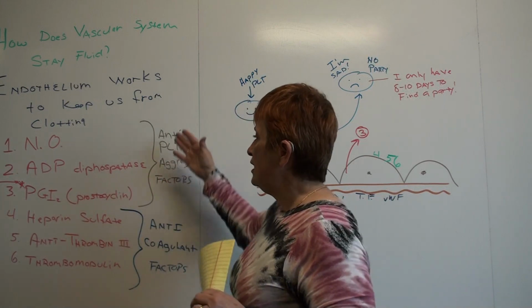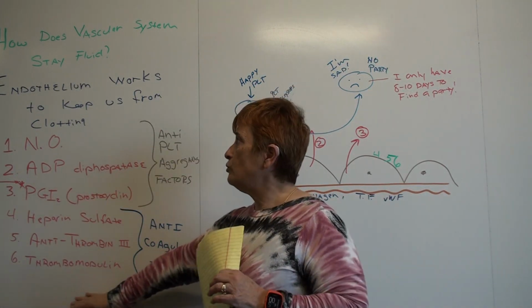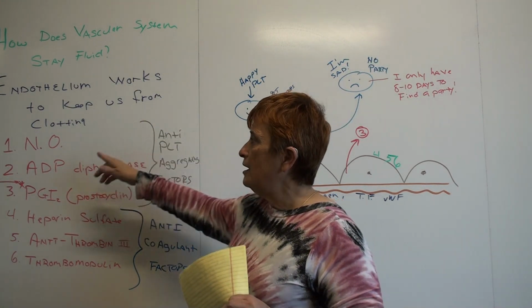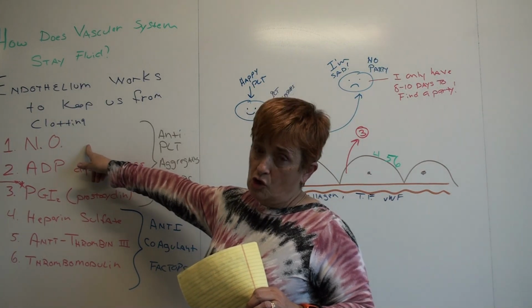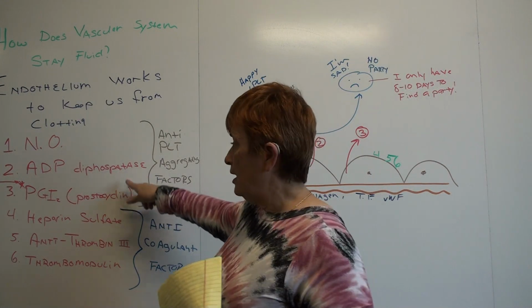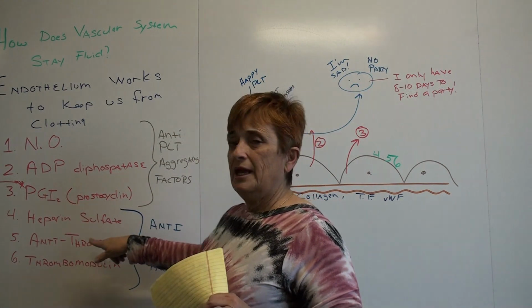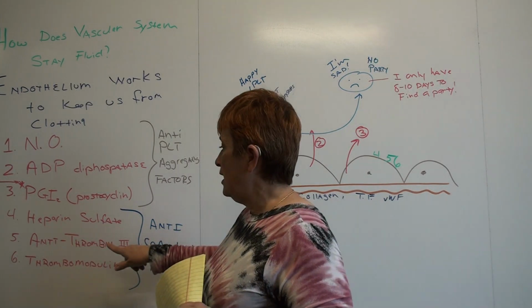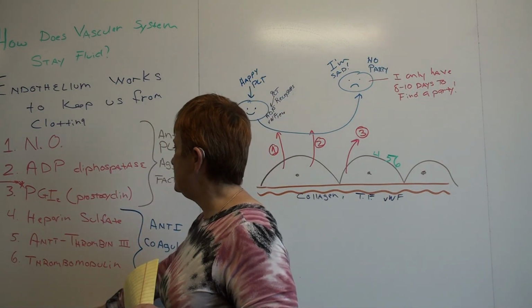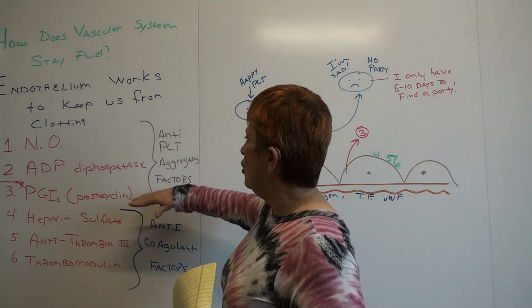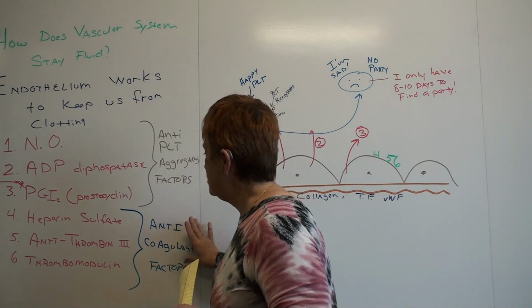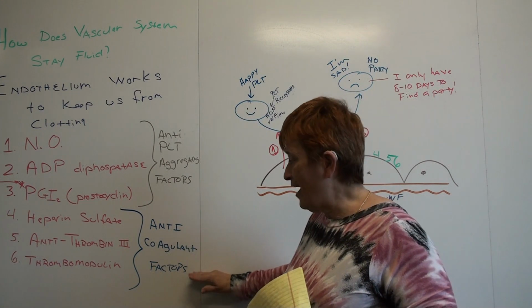So the endothelium works to keep the process going. All right, specifically, I have 6 things here that are really important on how the endothelium works to keep us from clotting. Okay, remember, number 1, it has nitric oxide. It has ADP diphosphatase. It has the prostacyclins, heparin sulfate, antithrombin 3, and thrombomodulin. So when we look at all these things, the first 3 are antiplatelet aggregating. And the next three are anticoagulation factors.